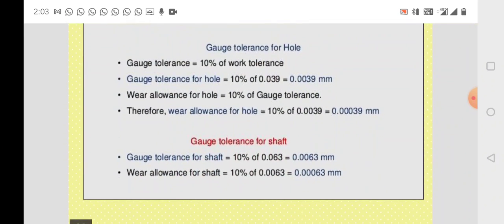Now we know that gauge tolerance is 10% of the work tolerance by definition. Then gauge tolerance for hole is 10% of 0.039, because 0.039 is the work tolerance for the hole. So it is 0.0039 mm gauge tolerance. आणि wear allowance जो आहे होलवर तो त्याच्याही 10%, म्हणजे 10% ऑफ दी गेज टॉलरन्स. गेज टॉलरन्स आहे 0.0039, त्याच्या 10% होईल तो 0.00039.